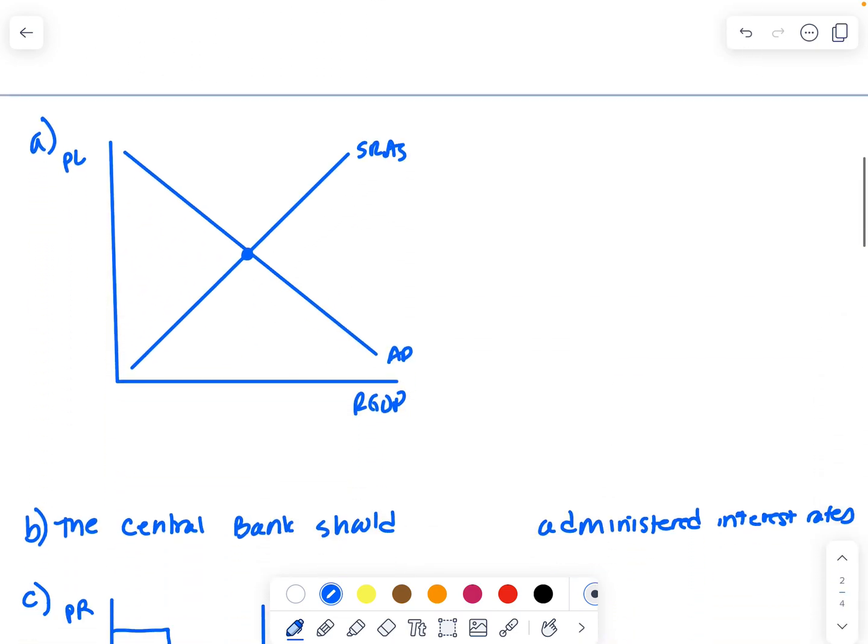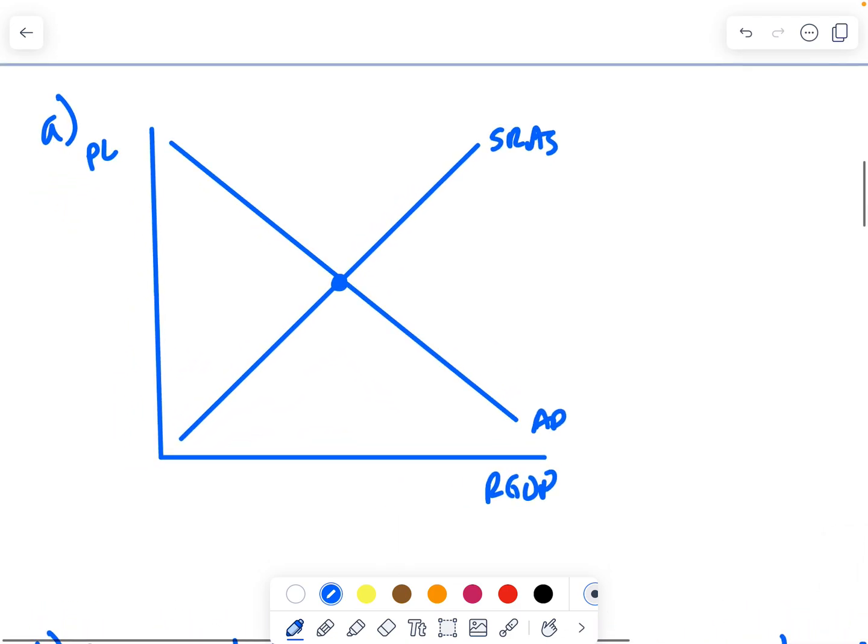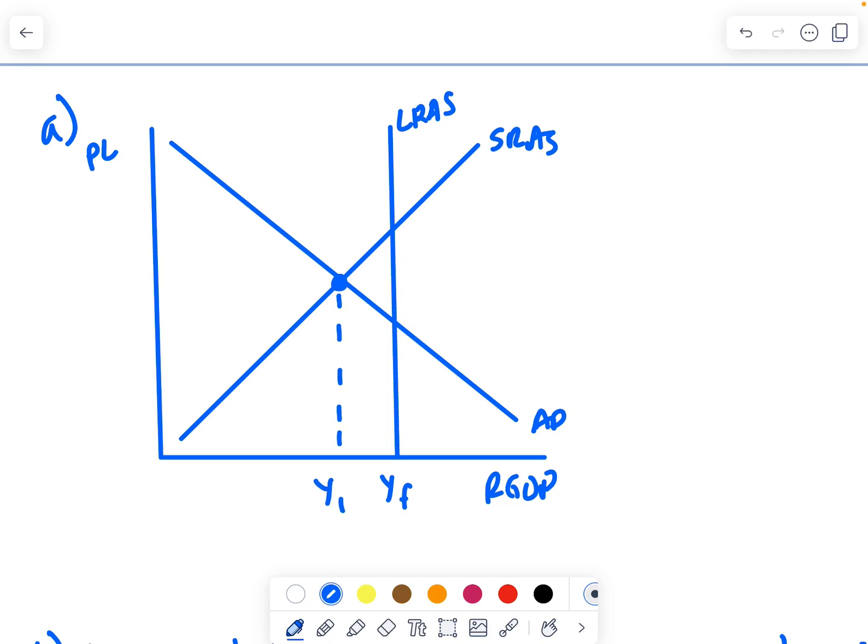And I'm going to scroll down here and I've gotten this ready. And what we're going to do is we've drawn our short-run aggregate supply, our aggregate demand, price level, and real GDP. And remember, they're operating below full employment. So we're going to draw that long-run aggregate supply over here to reflect a recessionary gap. We're going to label that YF. And then we are going to label the short-run equilibrium as Y1 and PL1.